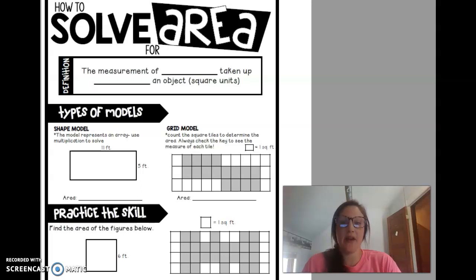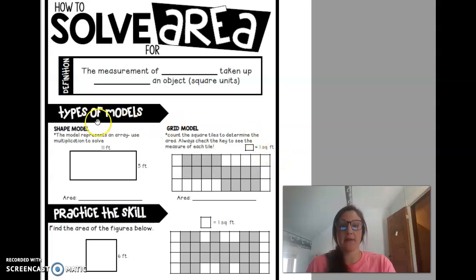Okay, how to solve area. For the definition, the measurement of space taken up inside an object tells us the square units. So anytime we're discussing area, we're going to label our answer with square and then whatever unit. If we're doing inches, we'll label it square inches. And if we're doing feet, we'd label it square feet, and so on and so forth. Our abbreviation for square, if you look down here, is SQ. And our abbreviation for feet is FT, if you didn't know that.